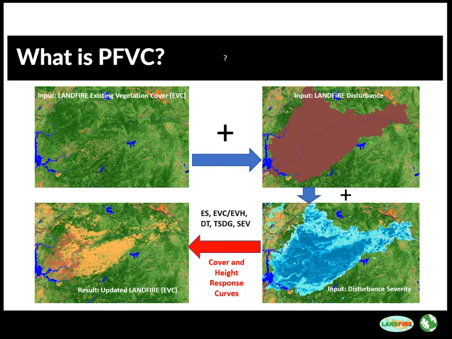Same thing. What's your base map layer? What's your disturbance? What's the severity? When did the disturbance happen? But instead of using rules, we're trying to develop response curves. How does cover and height change after this kind of disturbance this many years ago at this level of severity? So instead of rules, we're trying to go to curves. I'll explain why that is in a few minutes. So it's exactly the same, except we're replacing rules with response curves.